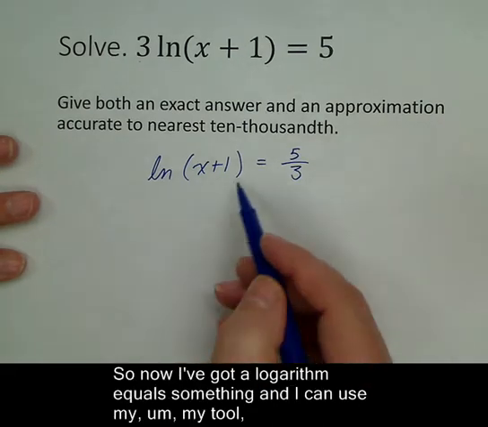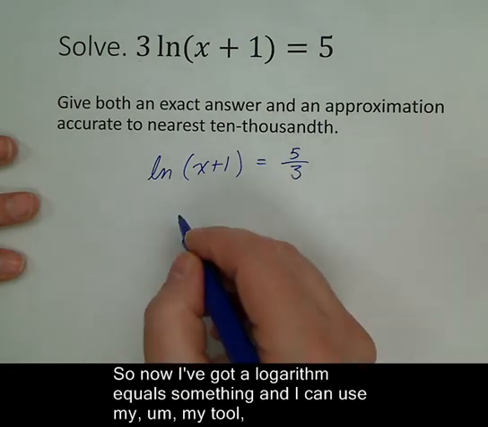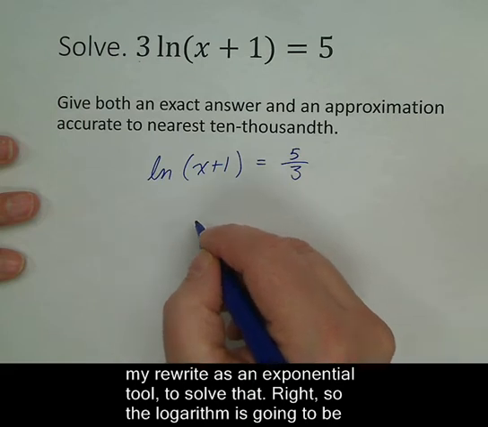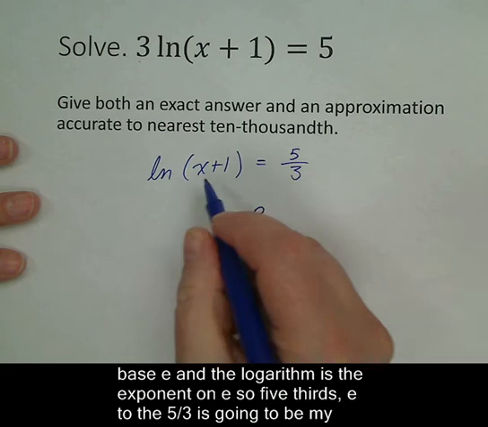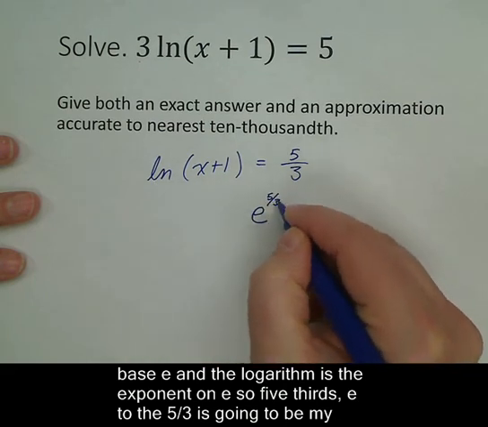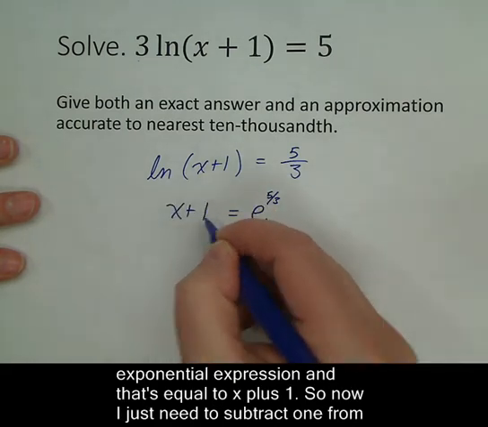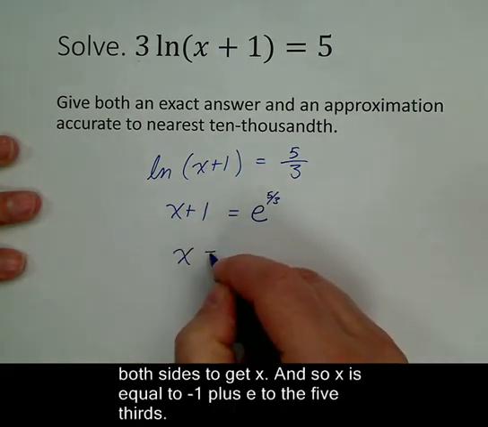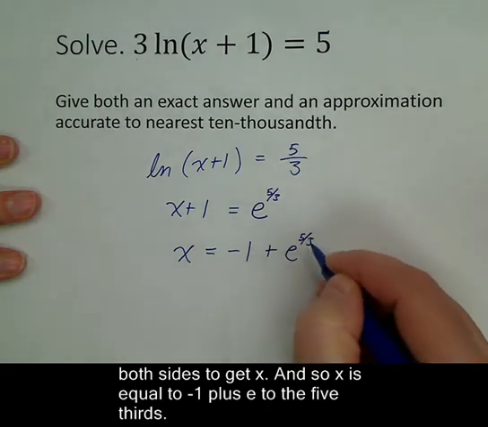5/3. So now I've got a logarithm equals something, and I can use my rewrite as an exponential tool to solve that. Right? So the logarithm is going to be base e, and the logarithm is the exponent on e, so 5/3. E to the 5/3 is going to be my exponential expression, and that's equal to x plus 1. So now I just need to subtract 1 from both sides to get x, and so x is equal to -1 plus e to the 5/3.